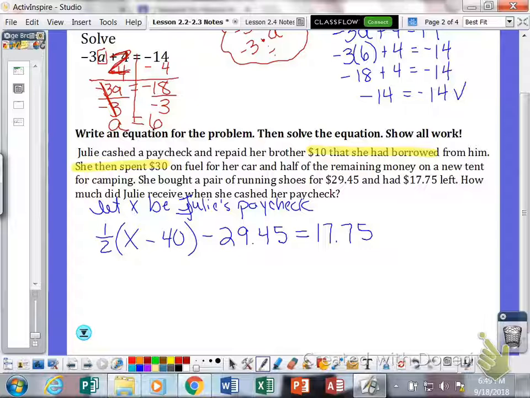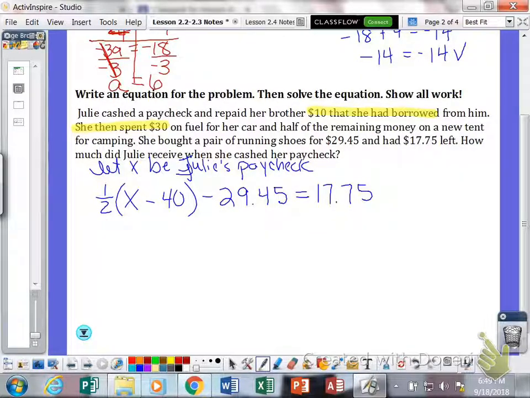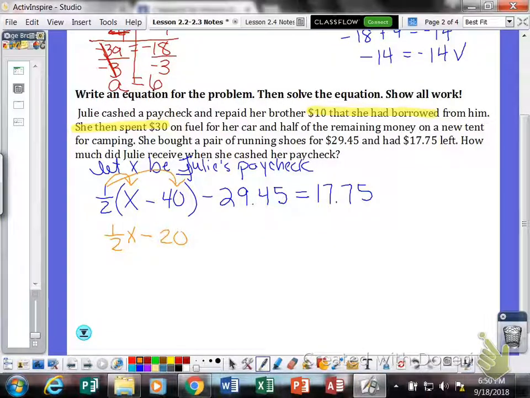And then we solve. So what we can do is distribute first. So we're going to take a half times X, and we get 1/2 X. Take 1/2 times 40, so minus 20, because half of 40 is 20. Minus $29.45 equals $17.75. Then combine your like terms.